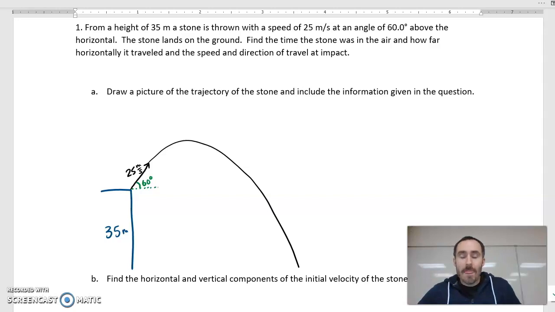Now we're going to use this drawing to determine a way to figure out all of the things that we're supposed to. Part B asks us to find the horizontal and vertical components of the initial velocity of the stone. That wouldn't be your typical question that you'd get asked about this, but this question is going to lead you through a whole bunch of steps that you would need to do to figure out your final answer. So let's go to part B.